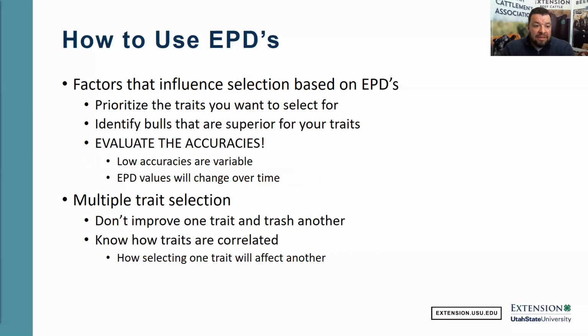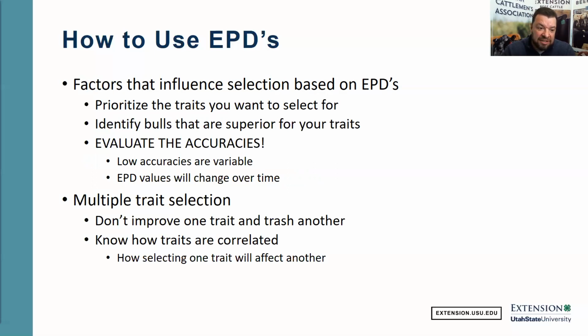Now, there are some factors that influence selection based on EPDs. Remember, multiple trait selection, but you want to prioritize the traits that are important to you, the traits you want to improve your herd for, really the traits that help make those calves compatible with your resources. Identify bulls that are superior to what you already have. You want to be improving that genetic base every generation.